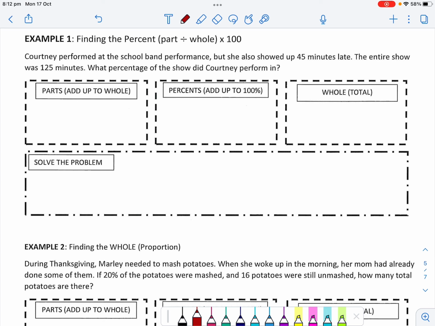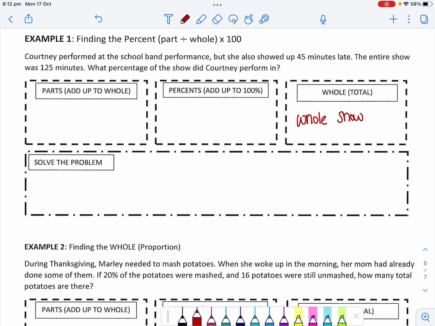It says, Courtney performed at the school band performance, but she also showed up 45 minutes late. The entire show was 125 minutes. What percent of the show did Courtney perform in? So the first thing I'm going to do is break this problem up into 2 parts, and those 2 parts have to add up to the whole. Now in this problem, it's the whole show.